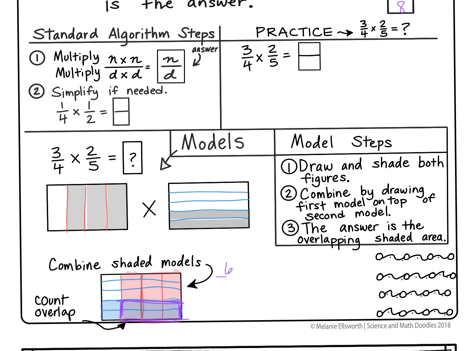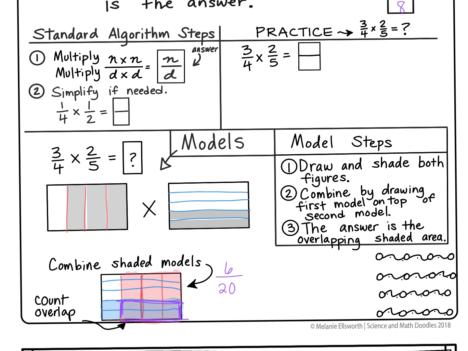So I have 6 out of 20. That's your answer. Okay, now, standard algorithm. Very simple. Numerator times numerator, and then denominator times denominator. So looking up here where it's the standard algorithm, you multiply numerator times numerator to get your numerator, denominator times denominator to get your denominator. And then you just simplify.